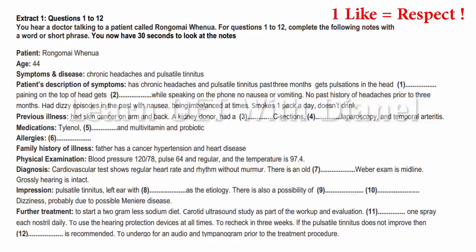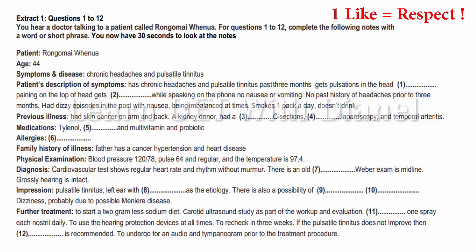What medications are you taking? Tylenol, Excedrin, and a multivitamin and probiotic. Are you allergic to any medicine? Yes, to codeine and penicillin. Tell me your family history of illness. Well, my father has a cancer, hypertension, and heart disease.